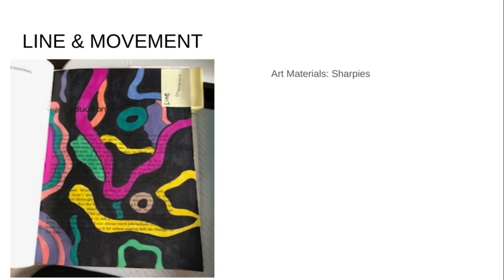So here's an example of my Q1 art journal Google slide presentation. I kept it really basic. I have my name and period 1 on it. My first pairing is line and movement. I have a nice big picture here. Your picture should take up the majority of the space here.